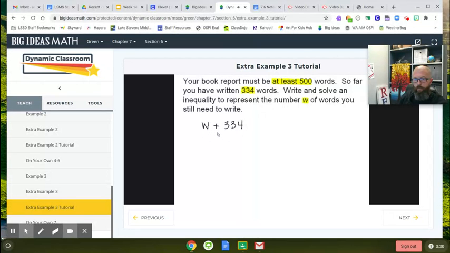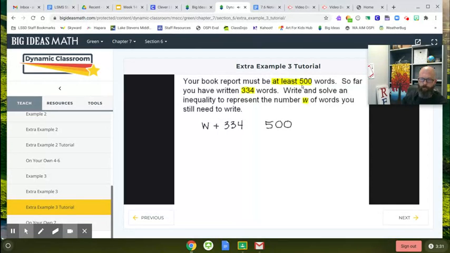Now we need to determine the inequality symbol. We will figure that out by looking at "at least." So let's think of it this way. If you write 300 words, is that at least 500 words? No, it is not. But if you write 600 words, is that at least 500 words? Yes, it is. So we know 600 is greater than 500. So our sign will need to be greater than.